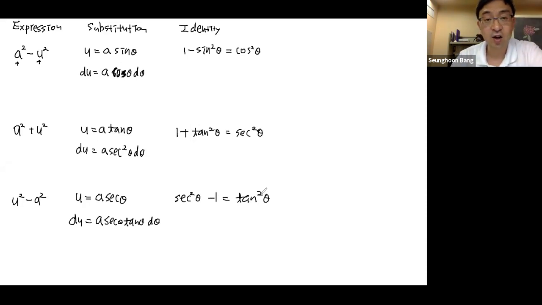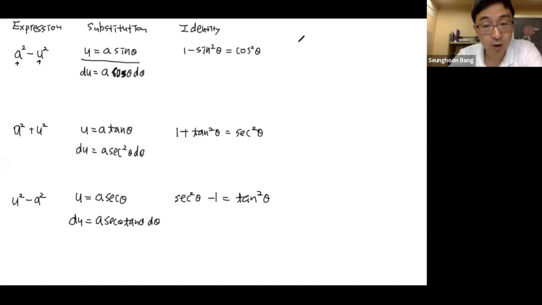This is the idea. Do you remember the last step for solving my previous example? You have to change it back to the x variable from the theta variable. How can you change back? I use a triangle. How can you use a triangle? You can use this substitution here, divided by a.